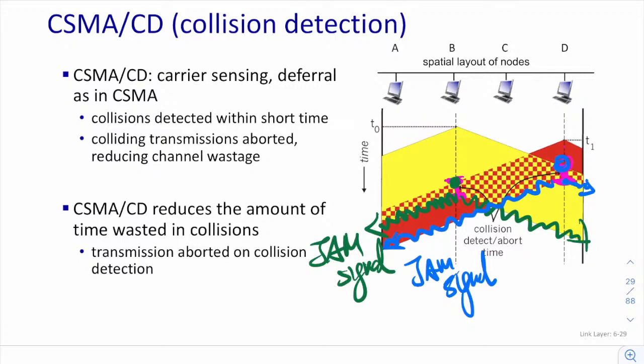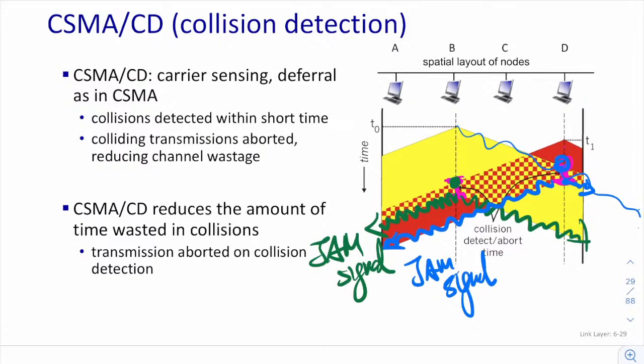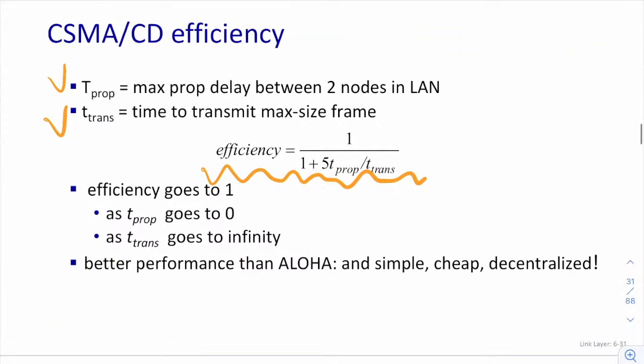Because you have a longer propagation delay, that's the thing. If you have a longer propagation delay, you have more chance, because you can send the red signal with a longer time period. So right here, if you have a shorter propagation delay, your efficiency is larger.